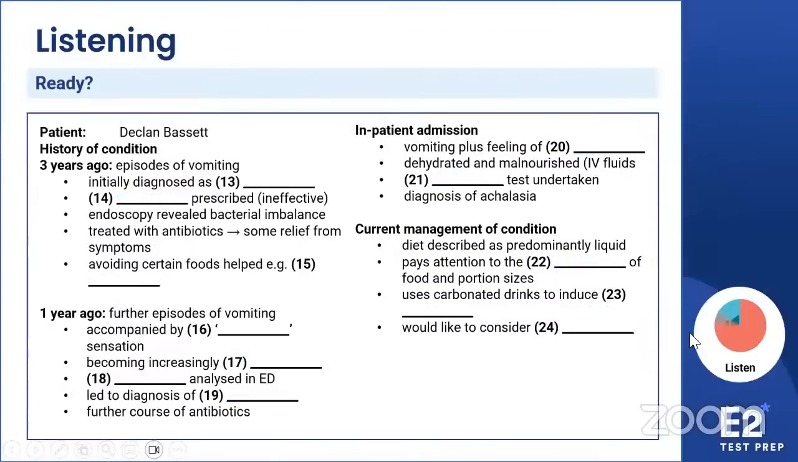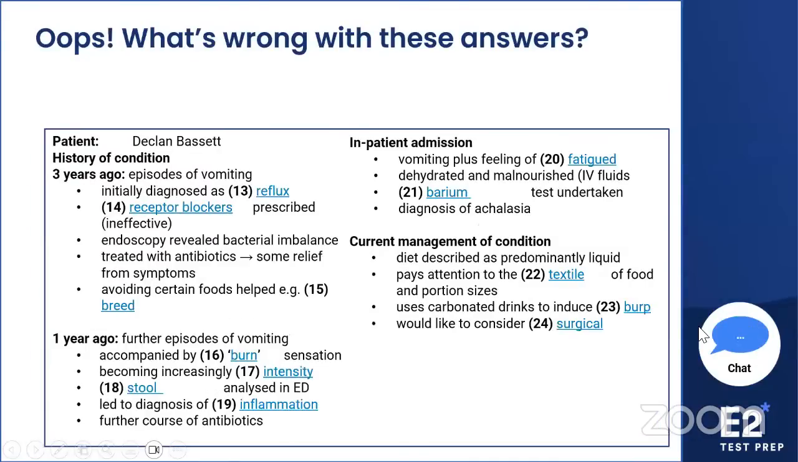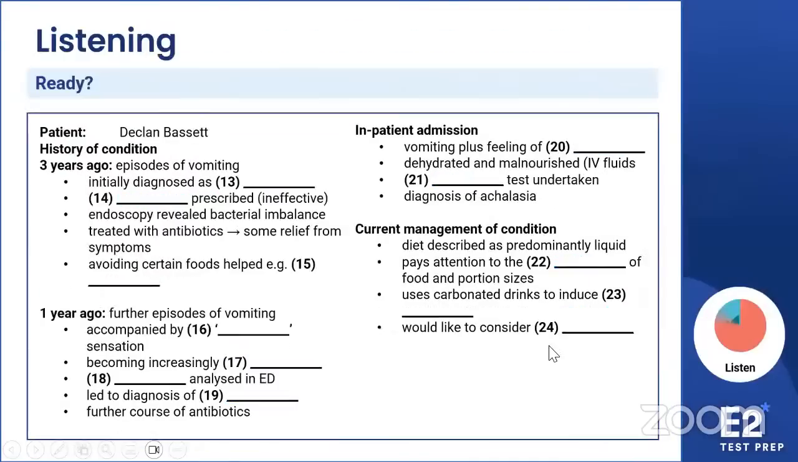Okay, so I just had something a little bit odd happen here. Sorry about that. Let me just come back.